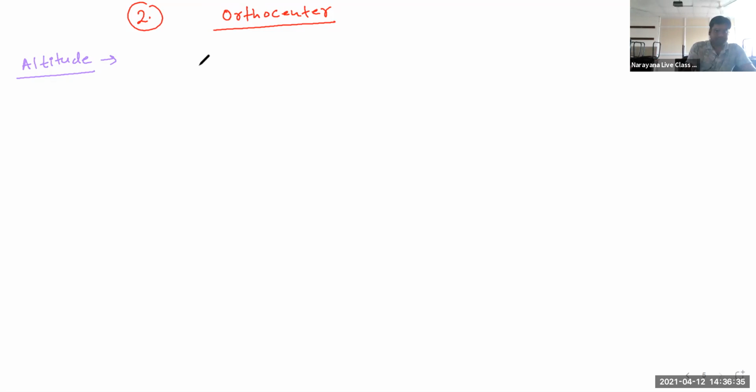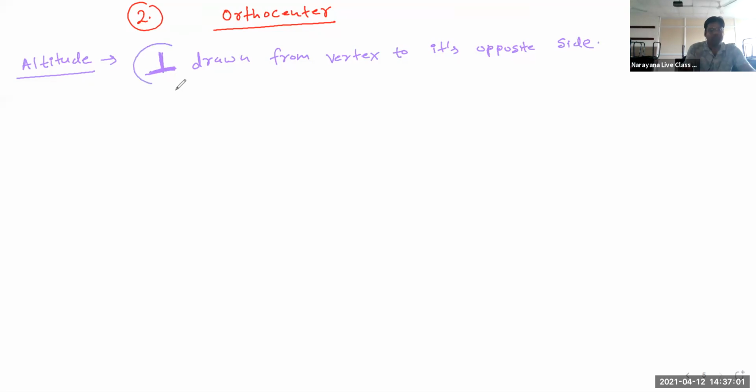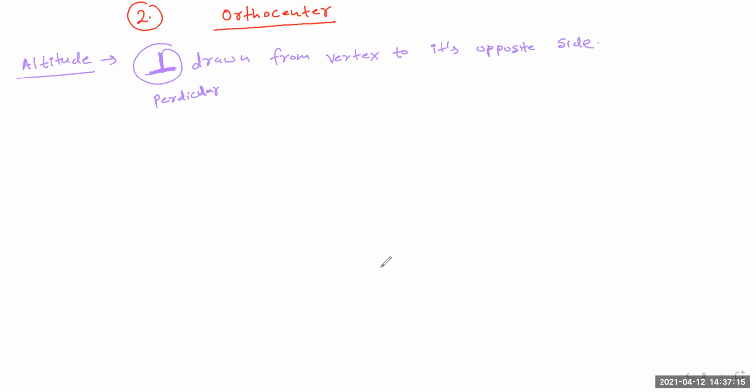It is a perpendicular drawn from a vertex to its opposite side. Yeah, perpendicular. This is my style of writing perpendicular. You will write perpendicular in your notebook. So a perpendicular drawn from a vertex to its opposite side is called an altitude. Got it?